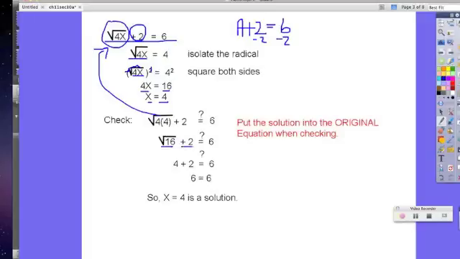The question mark means, is this going to be a true statement? Continue on down. We get 4 plus 2. Is that equal to 6? Obviously, it's equal to 6. So x equals 4 is a solution. That was a little one. Let's try one a little bit harder.